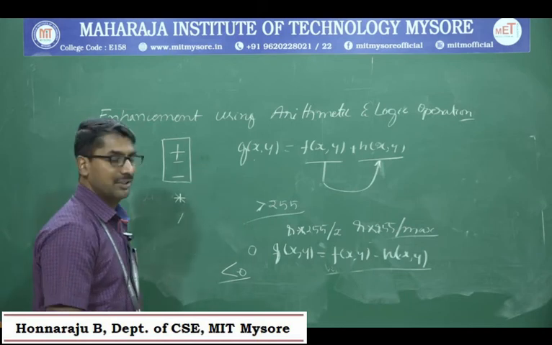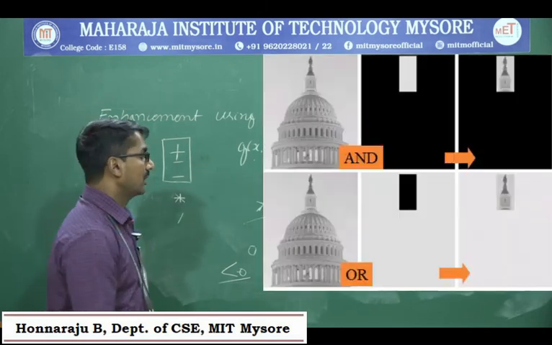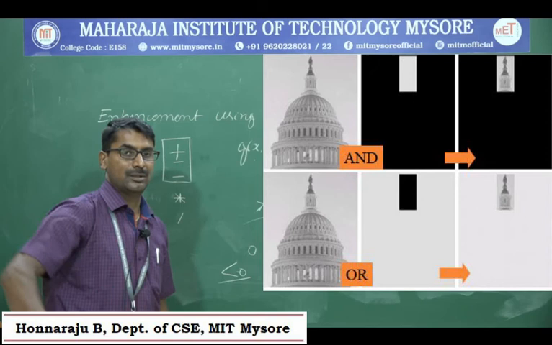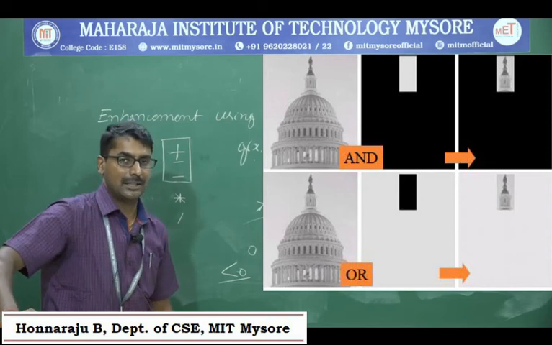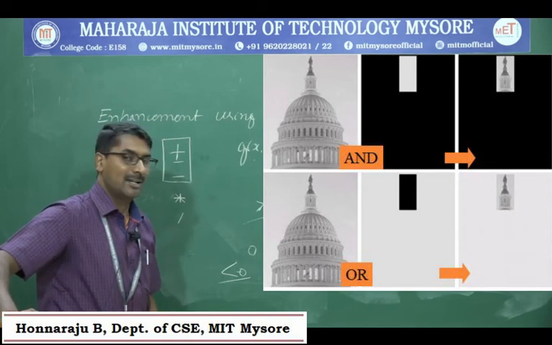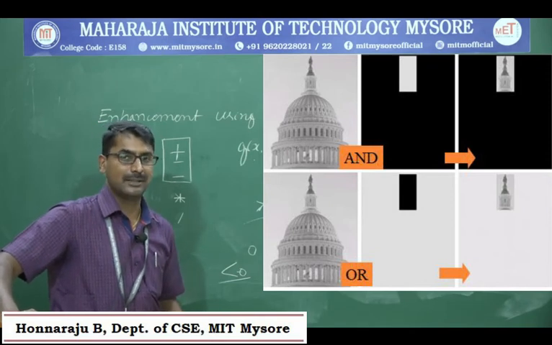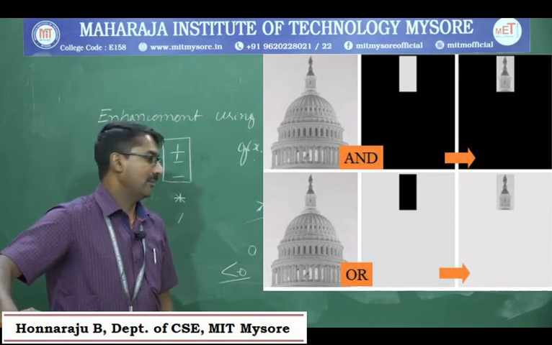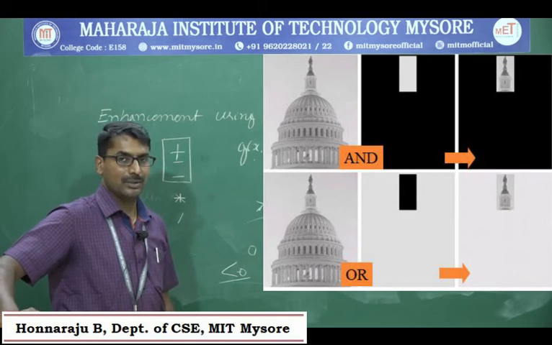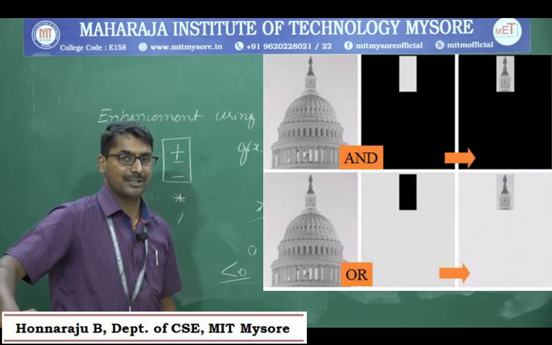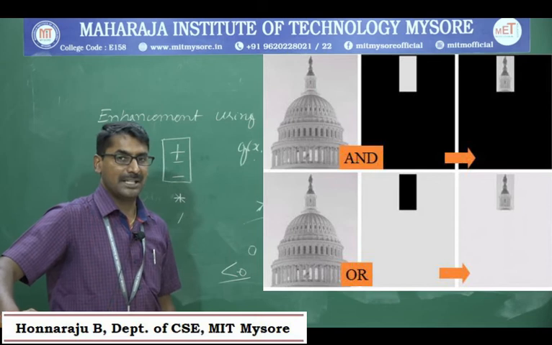Similarly, logical AND and logical OR operations are mainly used for masking. Logical NOT is the complement, that is, it generates the negative image. Like that, we can use arithmetic and logical operations for image enhancement.